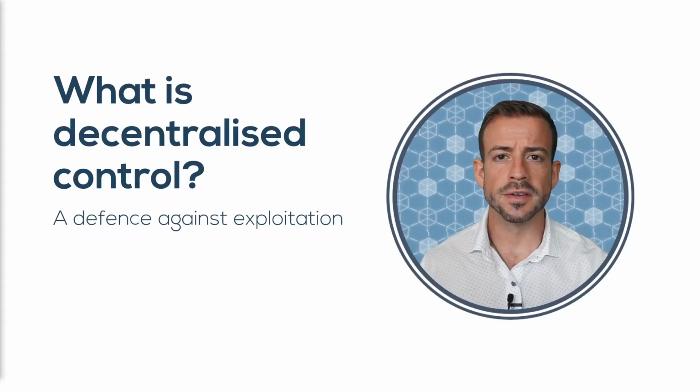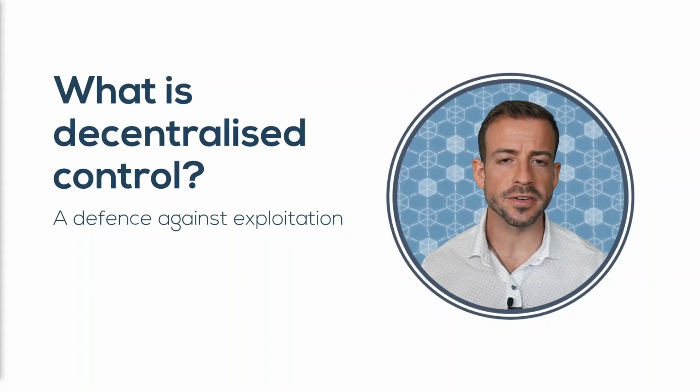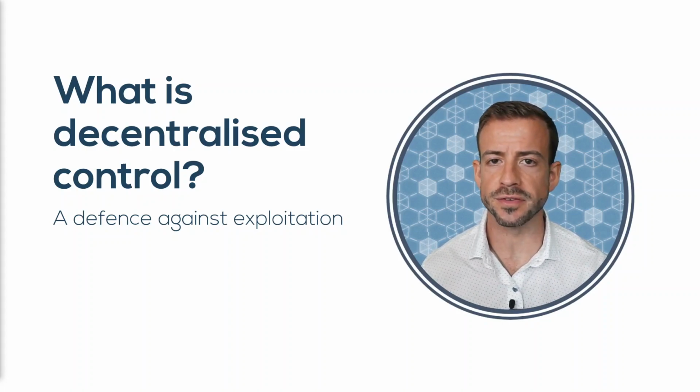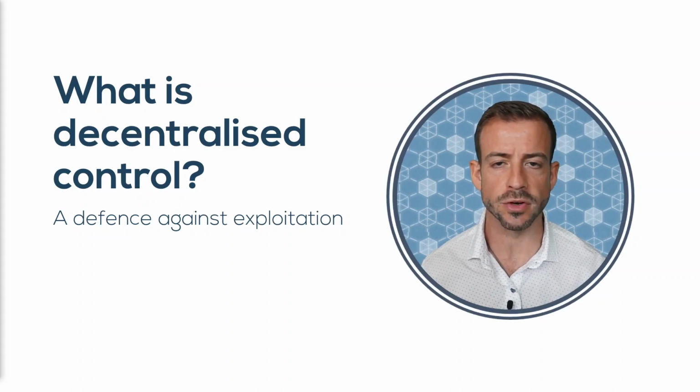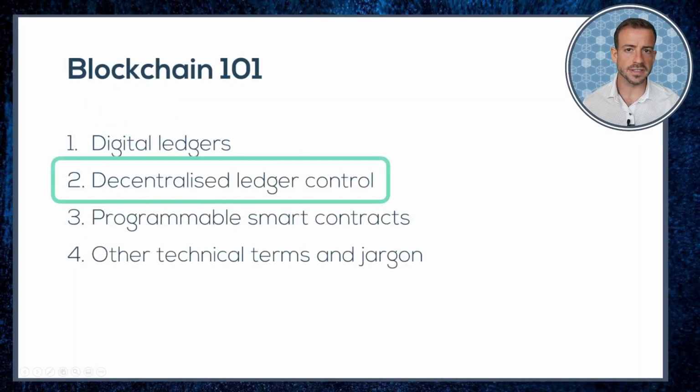Hi everyone. So today we're going to look at decentralized control and understand it as a feature that helps us to defend against arbitrary and non-consensual exploits of control. So this is the second of the lectures in this introductory course section, which is titled Blockchain 101.